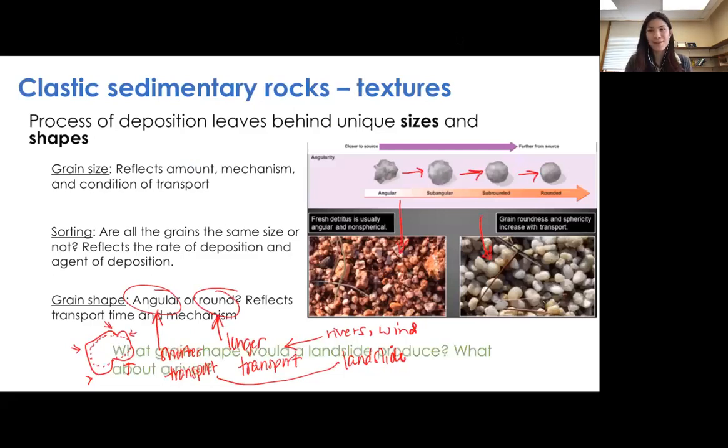Okay, and once again, I've covered up the text, but below this it says, what grain shape would a landslide produce? What about a river? Because a landslide is a fairly fast and chaotic movement, we would expect to see more angular grains that are probably poorly sorted, and, or rather, grain shapes, not sizes. And then a river would tend to have well sorted grains that are fairly round.